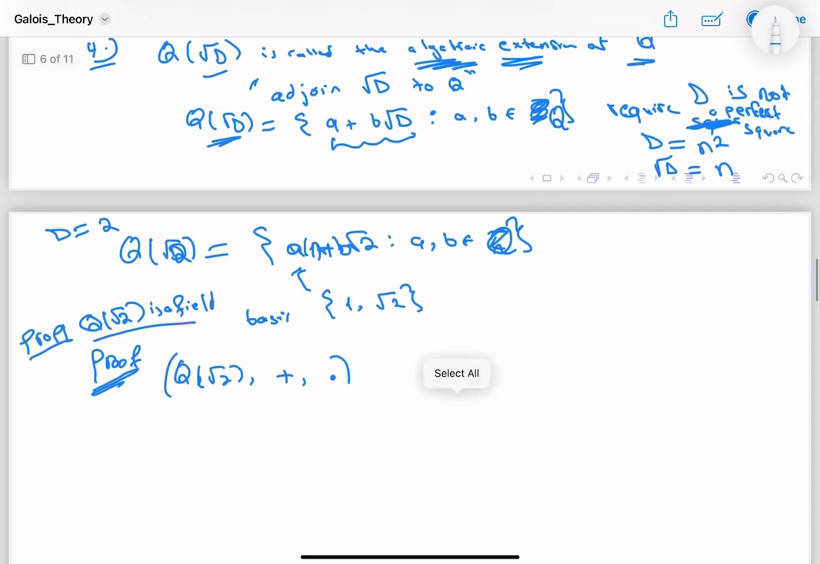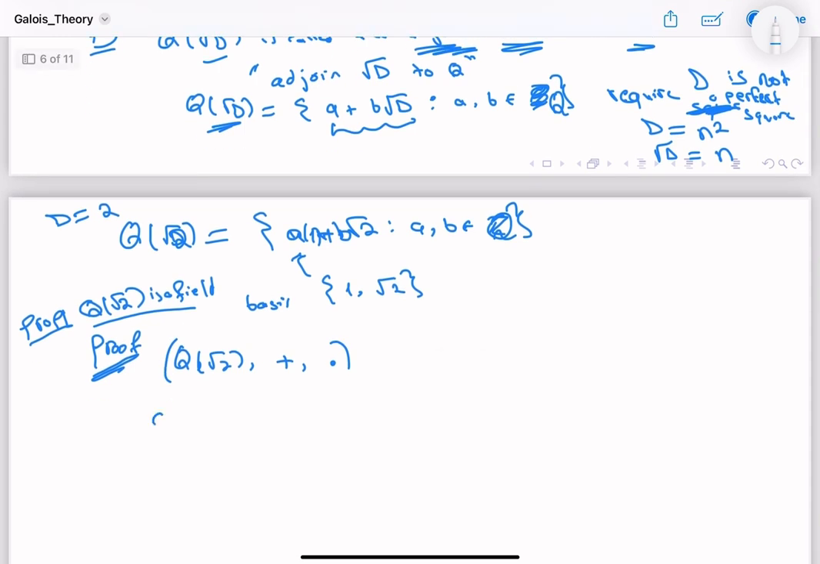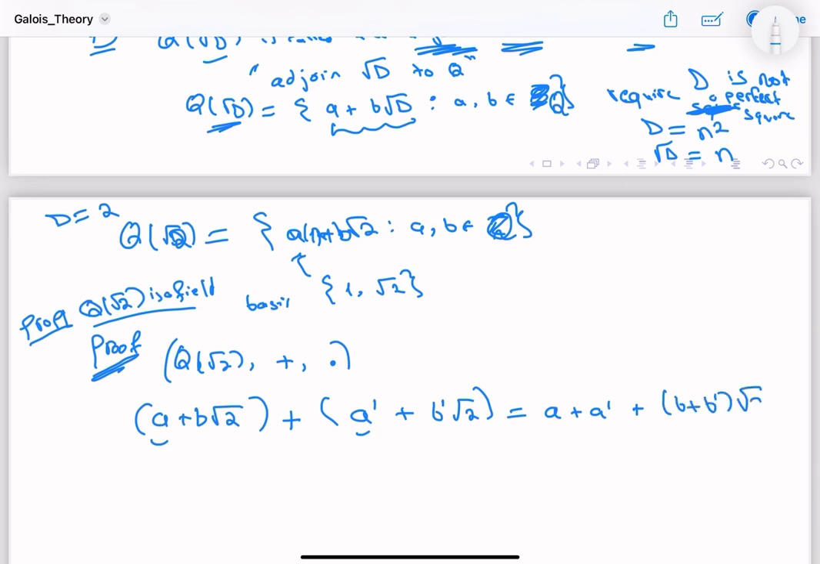So what we're gonna do is take a generic element of Q adjoined square root of 2, and define the addition of two such elements, say a prime plus b prime square root of 2. We're gonna do the usual thing: add the terms that are similar to each other, and define this as a plus a prime, plus b plus b prime square root of 2. So this is how we're defining addition.